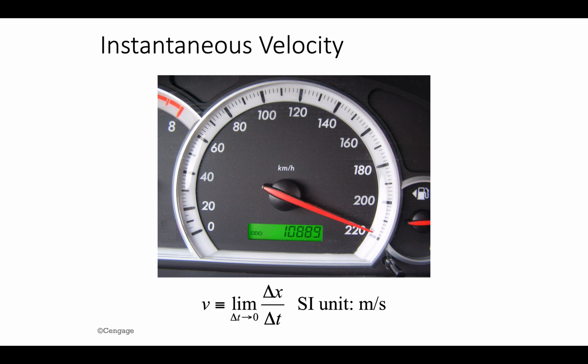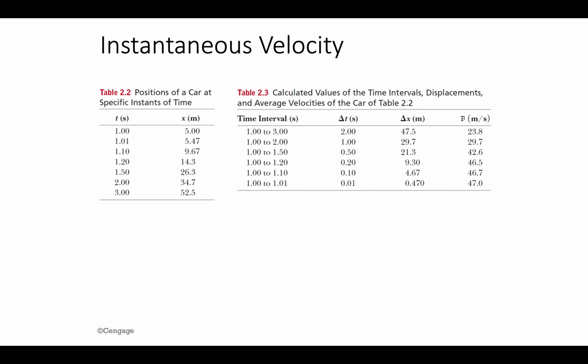So we'll go into that in more detail together in class, but an example here is you can look at the position of a car at specific instances in time, and what you can see is that from 1 to 3 seconds, you went 47.5 meters, and your average velocity for that time was 23.8 meters per second. But if you take a smaller time interval from 1 to 2 seconds, you get closer to a rate that is at an instant in time.